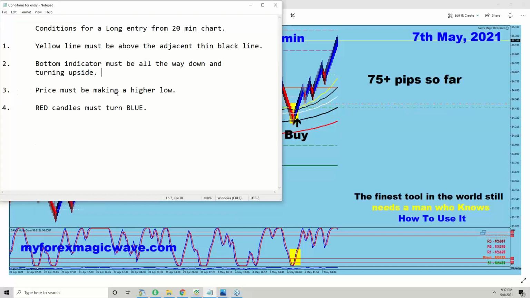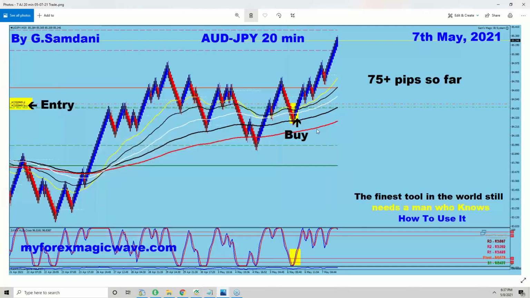Third condition: the price must be making a higher low. You see this compared to this low, this is a higher low. But this low was not a higher low compared to this. The last low was this, and this is a lower low. This one is a higher low. The problem here was this lower low. So the other two conditions were met, but not the third one. So these are not the entries, this is the entry. You have the first condition met, the second met here, and the third one is a higher low.